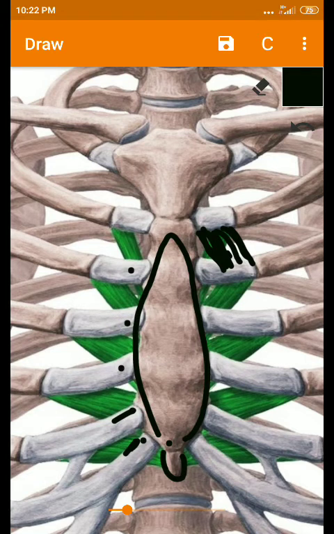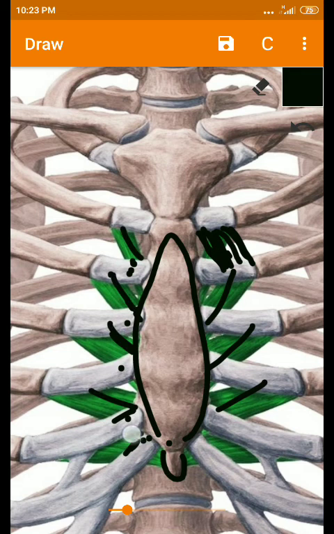From these costal cartilages, these fibers originate, and they insert into the upper rib. Upper rib of each origin. You can see the upper rib of each origin, so the fibers are moving like this. So this is called the transverse thoracis muscle or triangularis sterni muscle.